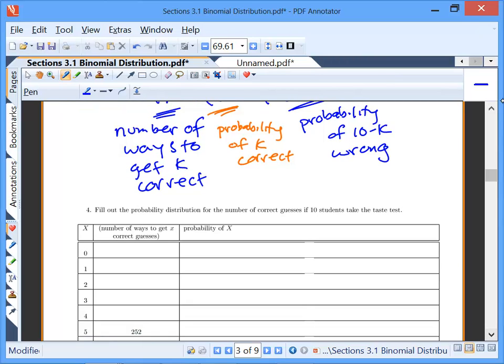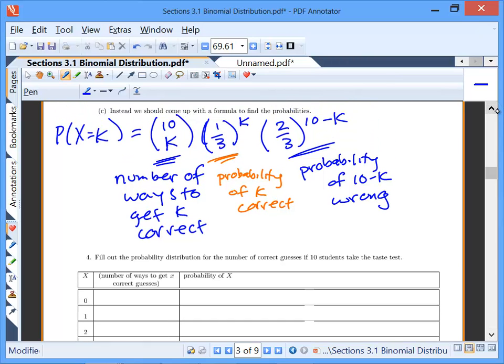So let's start filling out this table using the formula that we just came up with. For x equals 0, let's first figure out the number of ways to get x correct guesses. That would be 10 choose 0, which is going to be 1. And then for the probability, it's going to be my 1 times 1/3 to the 0, since I need to get 0 correct, and then 2/3 for the probability of getting wrong, and I need 10 to be wrong. So this would give me 0.0173.